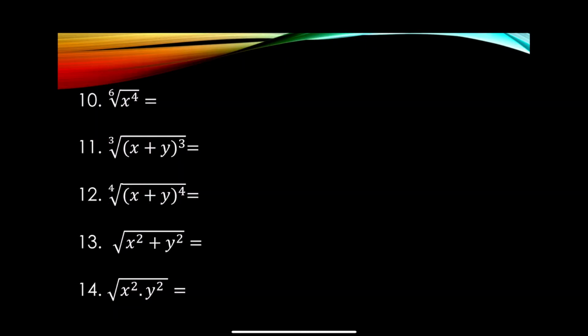Example number 10. The sixth root of x to the power 4. So we can write it as x to the power 4, all of this raised to the power 1/6. And then we need to multiply 4 times 1/6, because it's a power to another power. The answer is x to the power 4 times 1/6, which is 4/6. Now, we can divide by 2 and get 2, and divide by 2 and get 3. So it's x to the power 2/3.